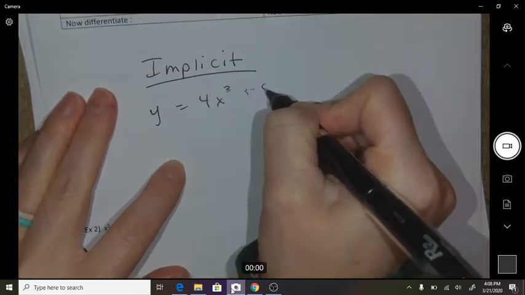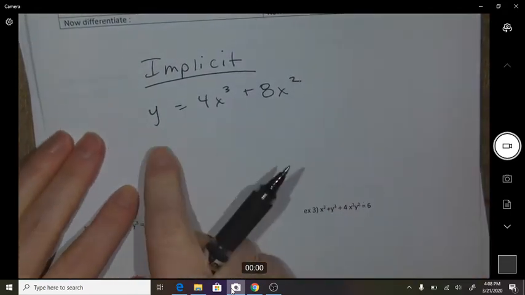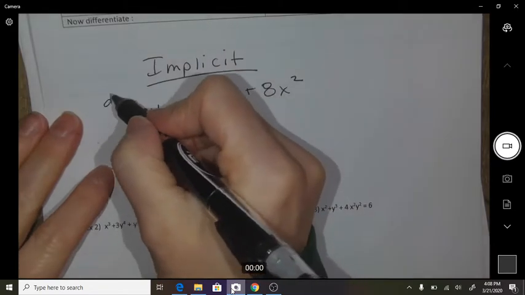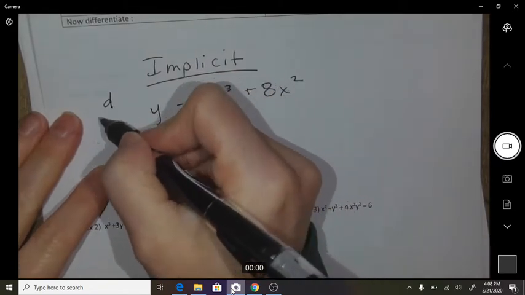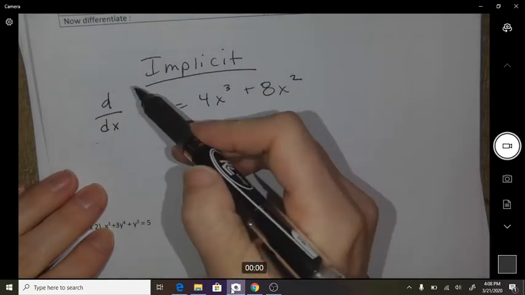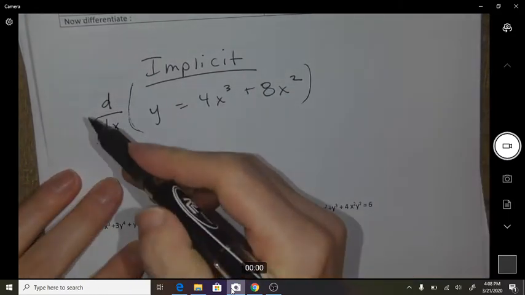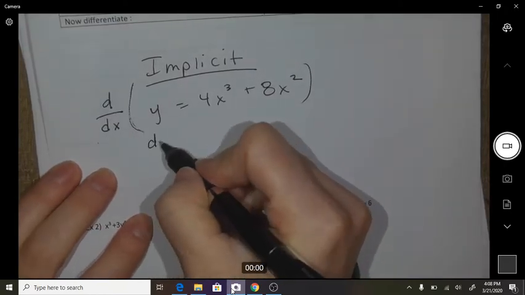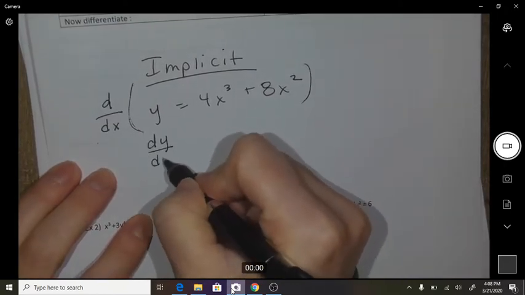Like this is what we've been doing. So y and then everything that's x related on one side. We have actually been doing this all along, we just haven't been writing it. What differentiation means is we're going to differentiate the variable with respect to x. Now, what if I differentiate this variable with respect to x? I differentiate the y with respect to x.